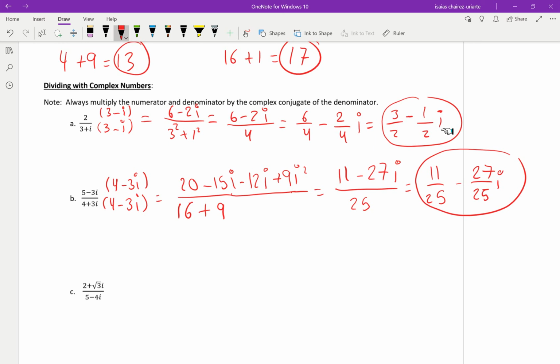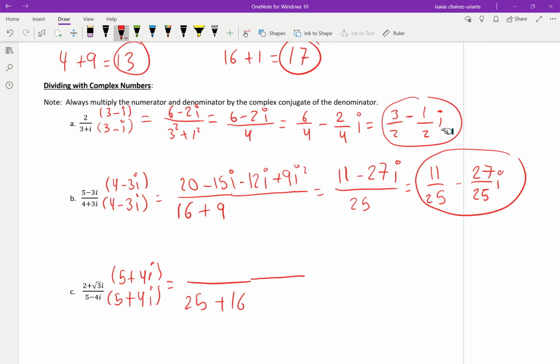Last one. Let's see. So I gotta multiply both numerator and the denominator by the conjugate of the denominator. So by 5 plus 4i. And that's going to become 25 plus 16. That's my denominator. Now my numerator is going to be a little bit messier.